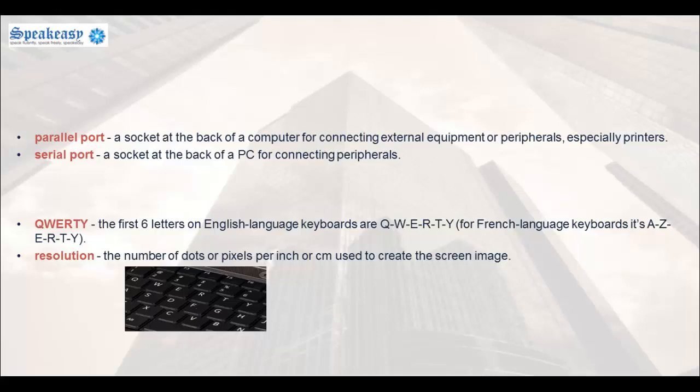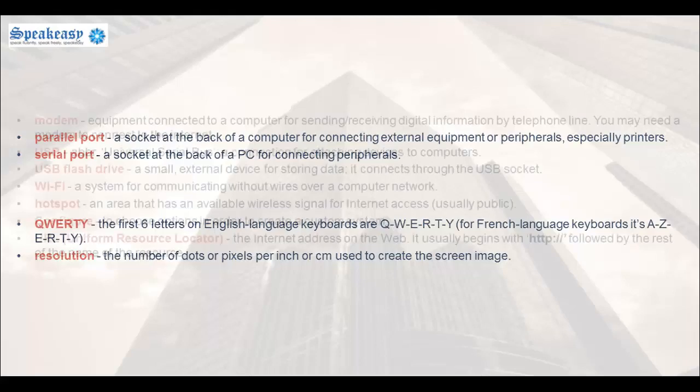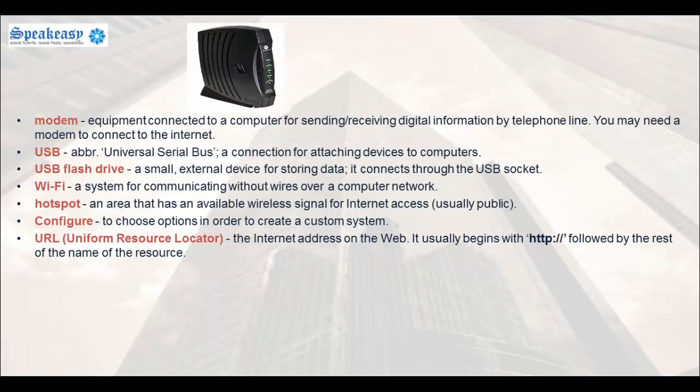QWERTY. The first 6 letters on English language keyboards are Q, W, E, R, T, Y. For French language keyboards, it is A, Z, E, R, T, Y. Resolution. The number of dots or pixels per inch or centimeter used to create the screen image. Modem. Equipment connected to a computer for sending or receiving digital information by telephone line. You may need a modem to connect to the internet.